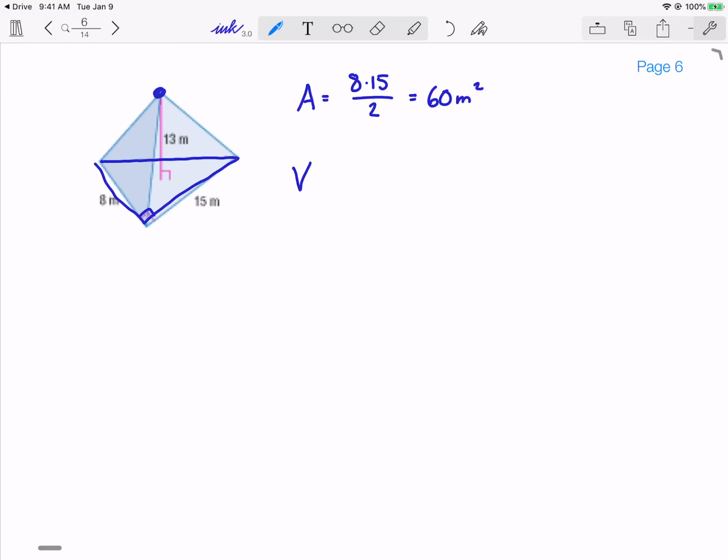And then to get the volume, I have to multiply the area of the base times the height, which is 13, and divide that result by 3. So I'm going to take 60 times 13 and divide that result by 3, and I get 260 meters cubed. Again, volume is units cubed. It's a 3D object. The space occupied within that shape is units cubed.